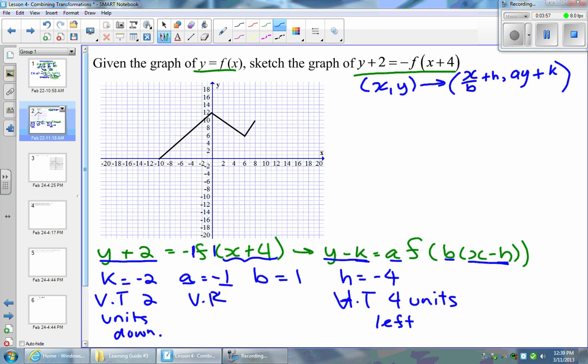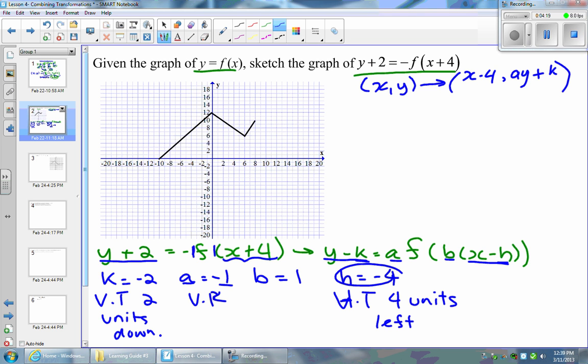So let's go through the mini formula and identify what parameters we have. My b value is 1, so we're going to go x divided by 1, which we'll just write as x. And we have an h value of negative 4. So we're actually going to add a negative 4, which also means we're going to subtract 4.